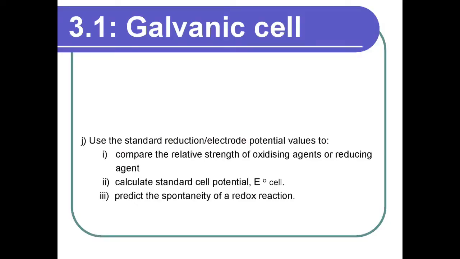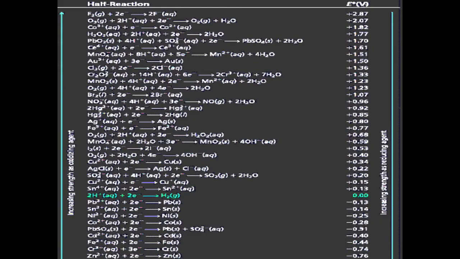In this video, we are going to learn about galvanic cell. At the end of this lesson, students should be able to use the standard reduction or electrode potential values to compare the relative strength of oxidizing agents or reducing agents, calculate standard cell potential E0 cell, and predict the spontaneity of a redox reaction.